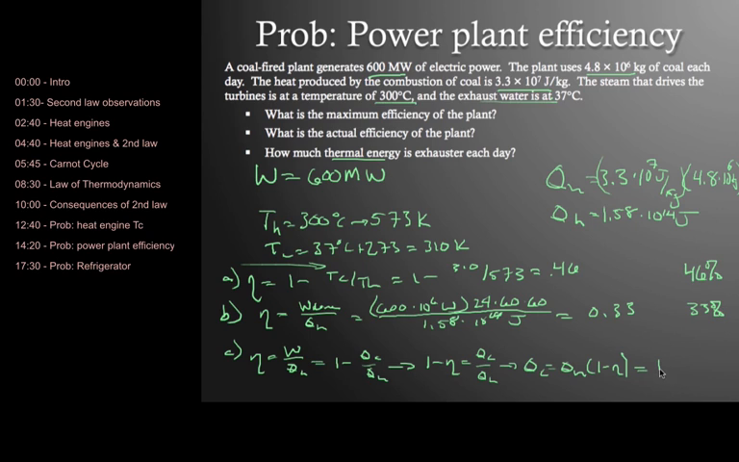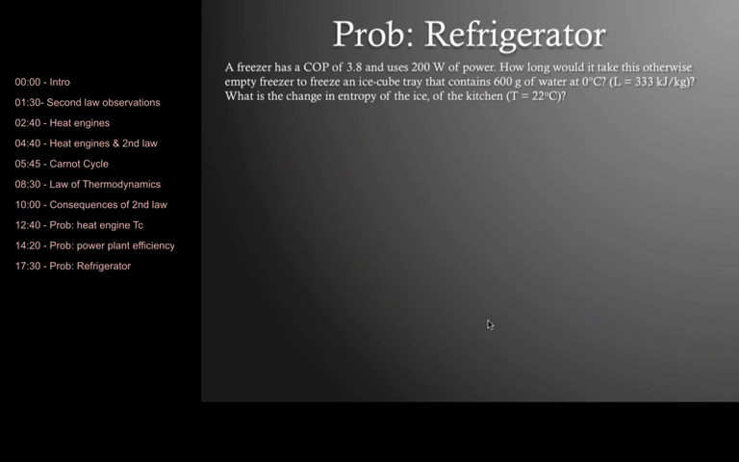And then this is going to give you about 10 to the 14 joules of heat being dumped into the water. So this is why power plants often use a big lake as the cold temperature reservoir, because we have to get rid of a lot of heat.